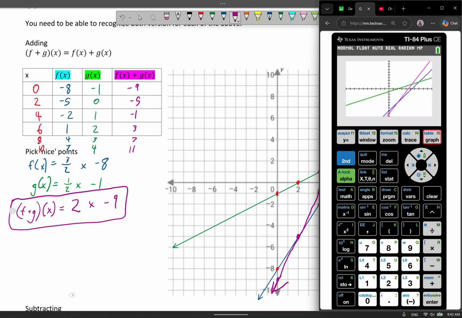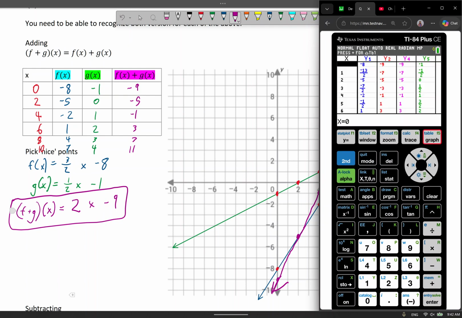And you can see that the red one and pink one, or purple, whatever, overlap completely. And you can see that again in the table of values as well. You can also look at the table of values and take the y1 and the y5 and add those two together. So the -8 and -1 give us the 9 that we have for the pink and red ones.